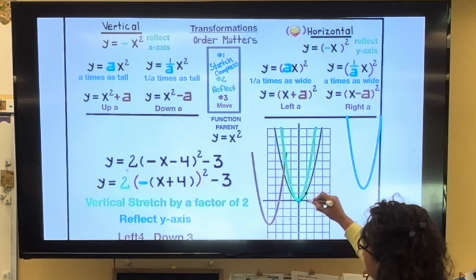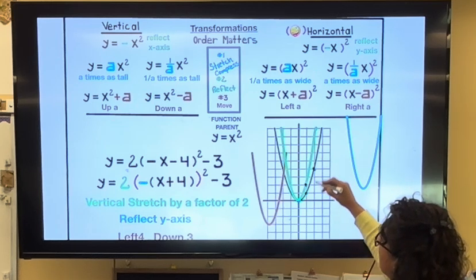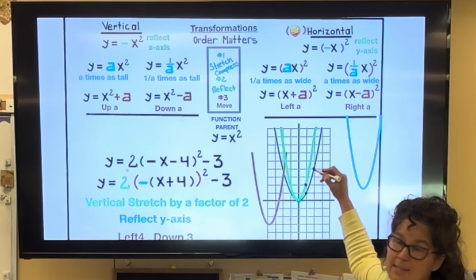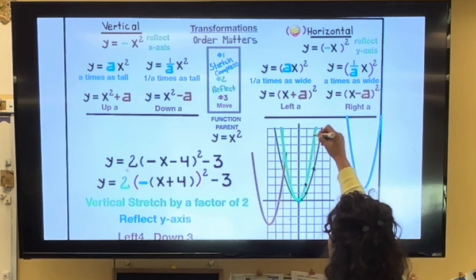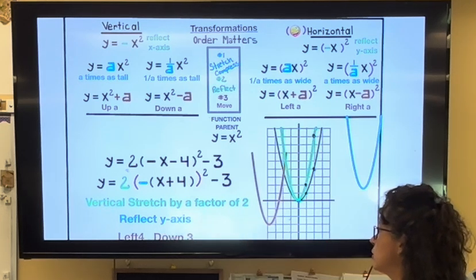Okay, there we go. So if I am twice as tall, my original function here, x squared, is a distance of 1 away from the x-axis. If I double it, it's now up here at a height of 2. This point, for example, is 4 away from the x-axis, so if we double that, it's up here at a height of 8. So we vertically stretched by a factor of 2.